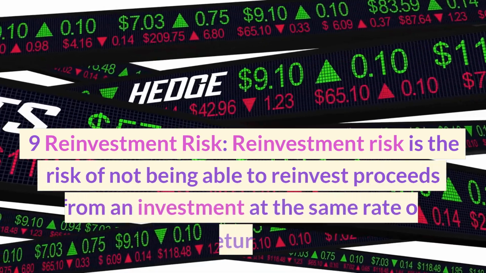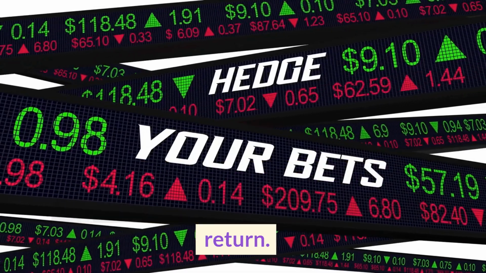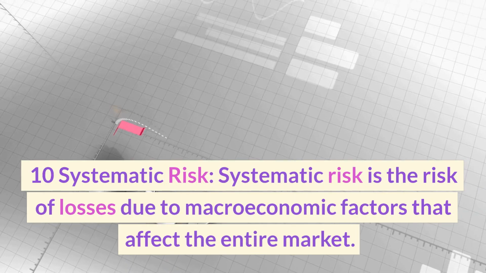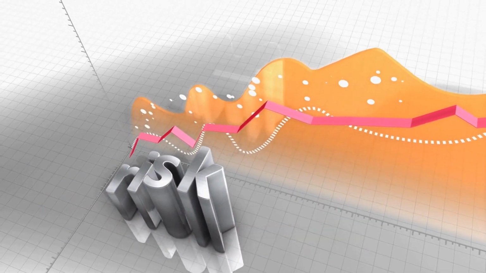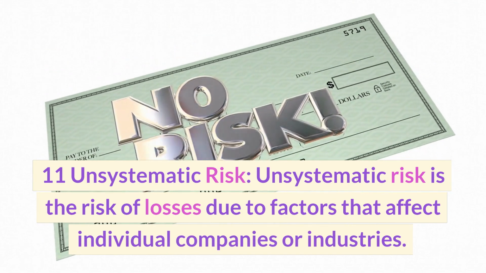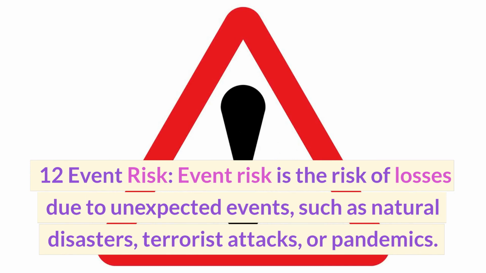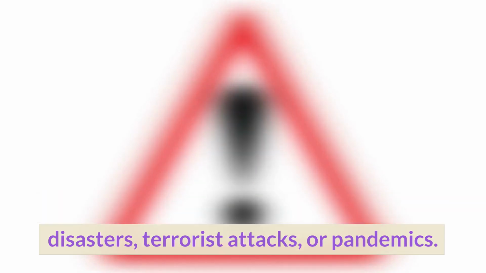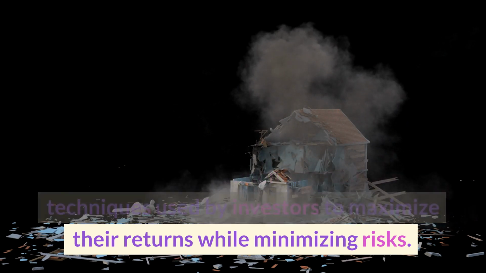9. Reinvestment risk. Reinvestment risk is the risk of not being able to reinvest proceeds from an investment at the same rate of return. 10. Systematic risk. Systematic risk is the risk of losses due to macroeconomic factors that affect the entire market. 11. Unsystematic risk. Unsystematic risk is the risk of losses due to factors that affect individual companies or industries. 12. Event risk. Event risk is the risk of losses due to unexpected events, such as natural disasters, terrorist attacks, or pandemics.